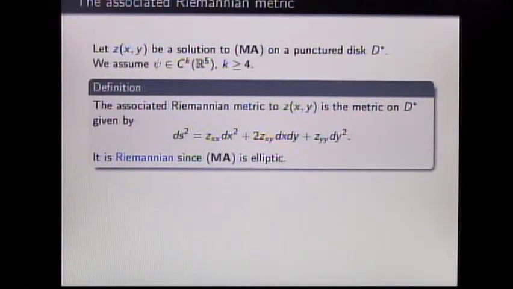Before starting the proof of the theorem, let me give you some definitions and some tools we are going to use during the proof. The first important tool that we are going to use is the associated Riemannian metric to the solution.